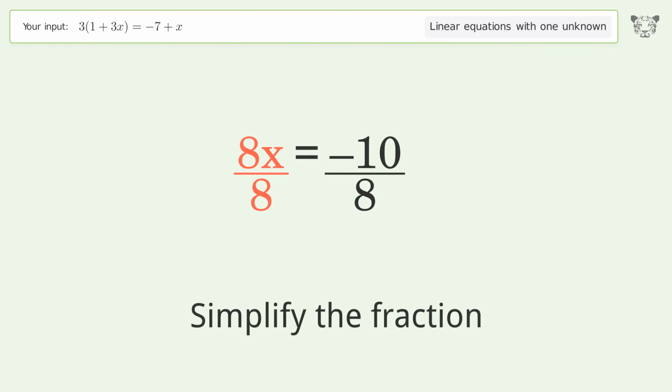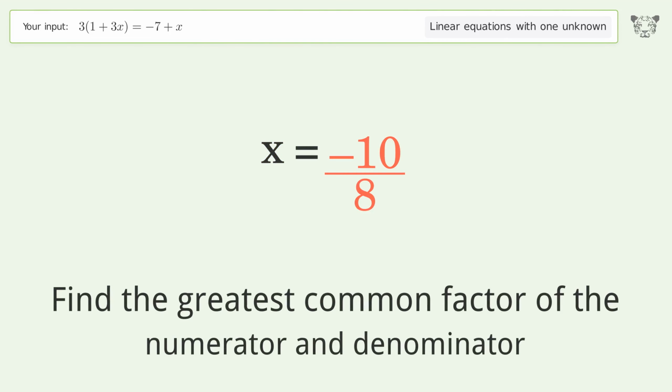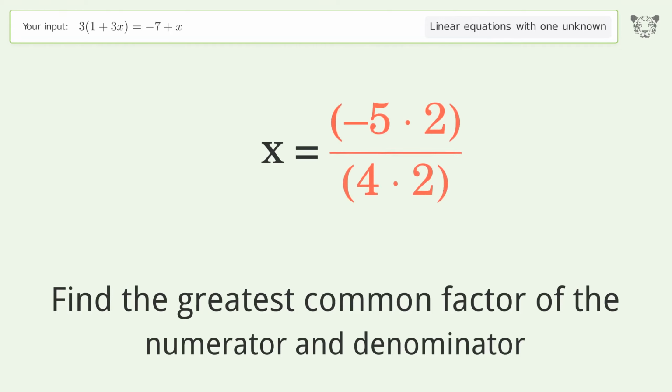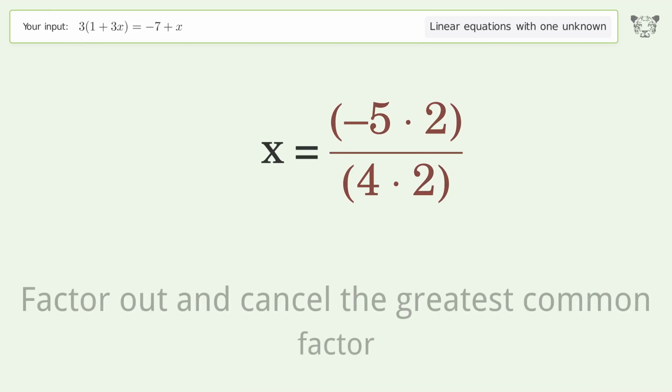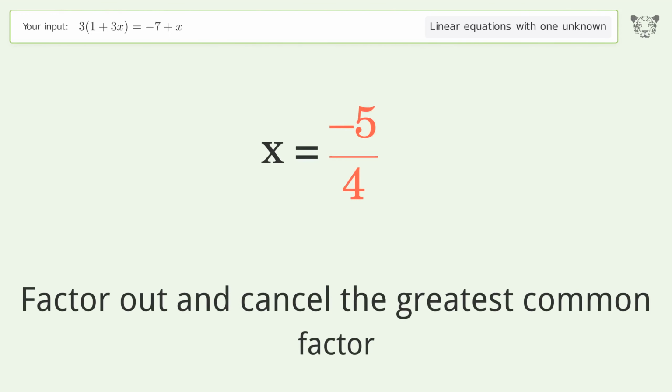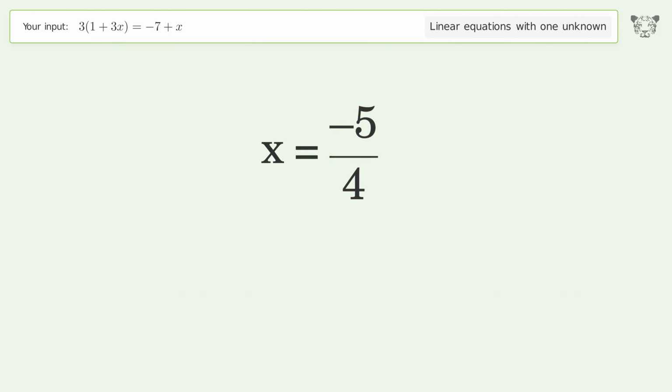Simplify the fraction. Find the greatest common factor of the numerator and denominator. Factor out and cancel the greatest common factor. And so the final result is x equals -5/4.